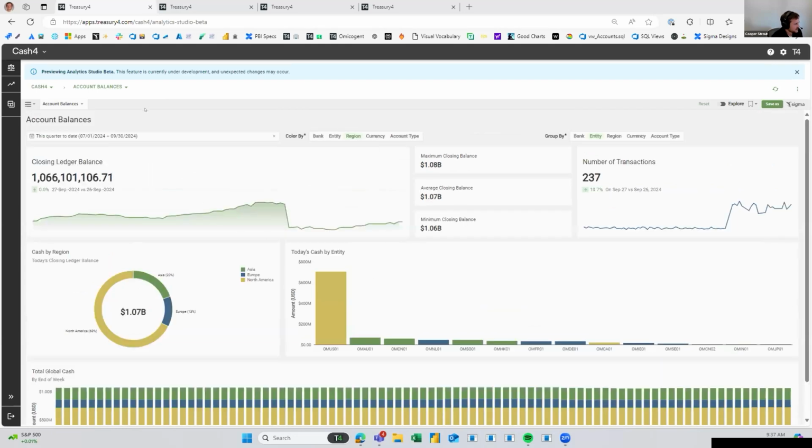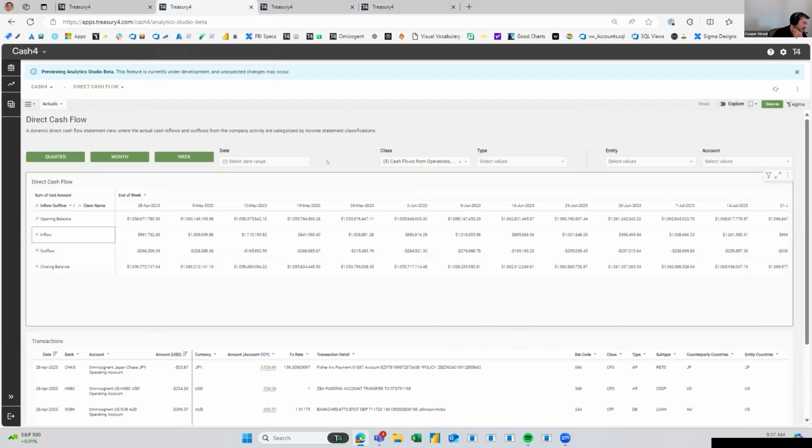But then as you get into it, you'll start to ask more questions, like, well, why has it changed? We have a different report for that, which is our direct cash flow report. And you can see here that we've got the balances from the beginning, and then the kinds of changes that have occurred, and then the closing balances at the end.